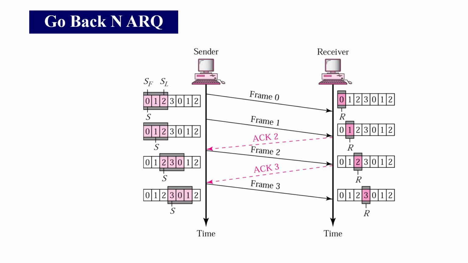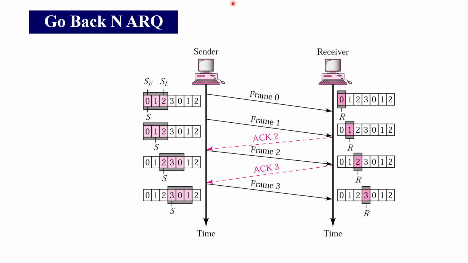In go back N ARQ, if a frame is lost or damaged, the sender retransmits all frames that were sent after the last acknowledged frame. This means that even if only one frame is corrupted, multiple frames may need to be resent, ensuring that the sequence of data remains correct.